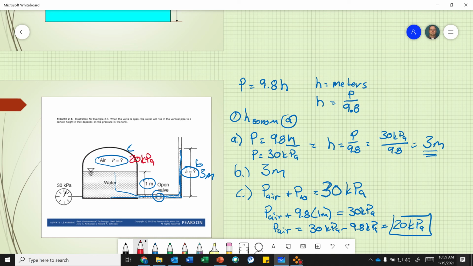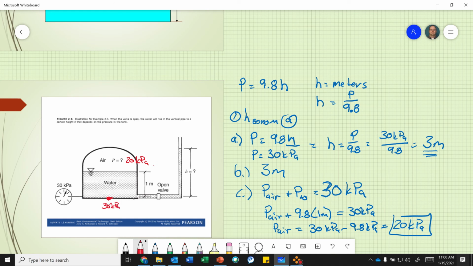Okay, I'm going to erase this so you can summarize everything. All right. Okay, so we know the air pressure P equals 20 kPa. So 20 kPa plus 9.8 kPa equals 30 kPa. So that's the pressure at the bottom of the tank.